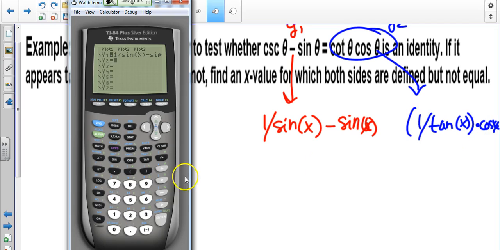This is a multiplication. Again, you could get by without this parenthesis, but it's 1 divided by tangent times cosine. All right, again, I'm in radian mode. This is the trick. We're going to graph these all in the same window, and we want to check that they match, that they're the same thing.